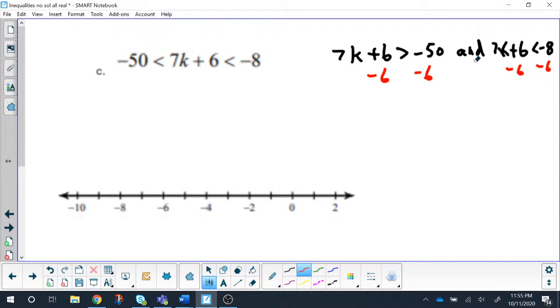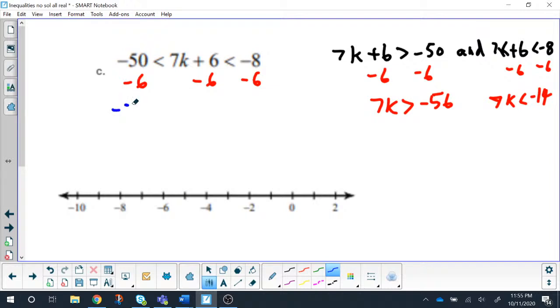I actually am doing the exact same thing. So one way to solve this one that's kind of a string is just to treat it like two inequalities, but we can kind of do it all at once. So we get 7k is greater than negative 56, and we get that 7k is less than negative 14. And notice what I get here. I actually get that same thing. Negative 50 minus 6 is negative 56, is less than 7k, which is just written a little bit differently, is less than negative 14. We got the same thing.